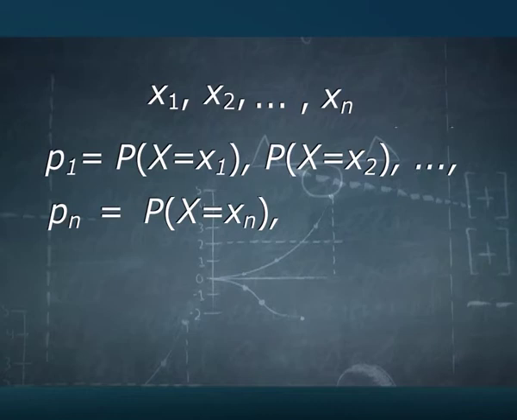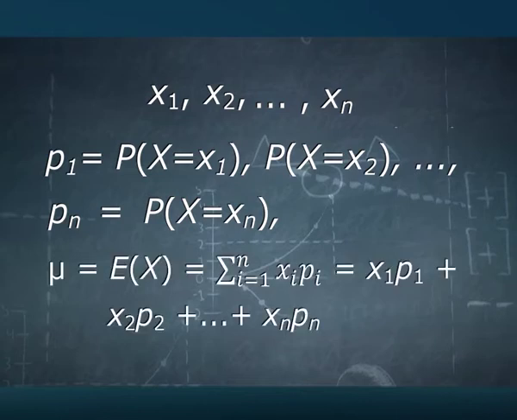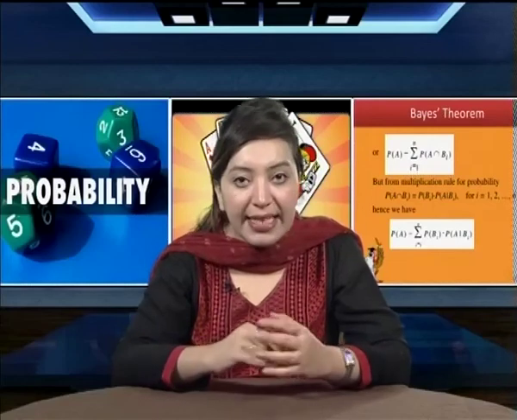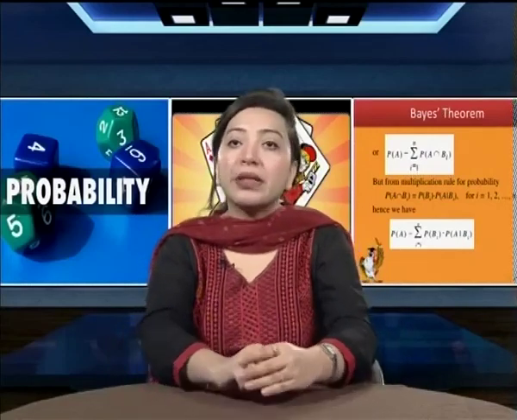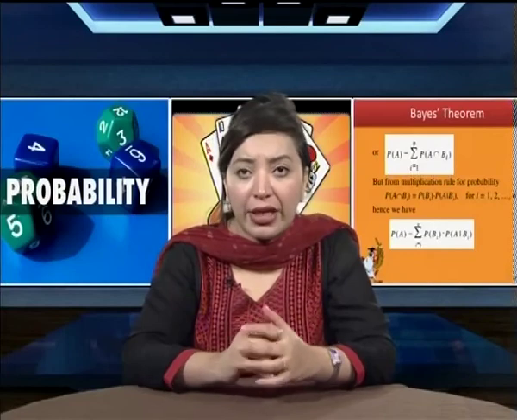expected value or the expectation of X, denoted by mu or E of X, that is expected value of X, is defined as mu equals expected value of X, which is equal to sigma i equals 1 to n of xi times pi. So, this is equal to x1 times p1 plus x2 times p2 plus so on, xn times pn. The expected value of a random variable capital X is also called the mean of X.